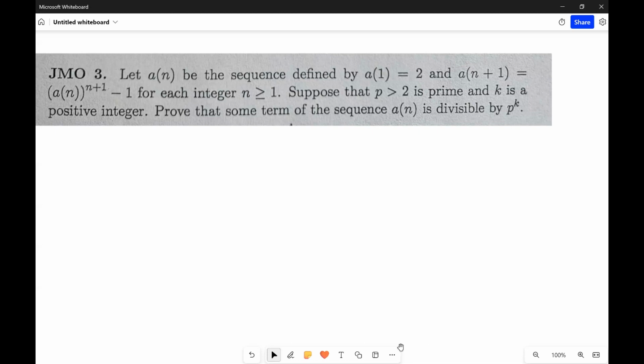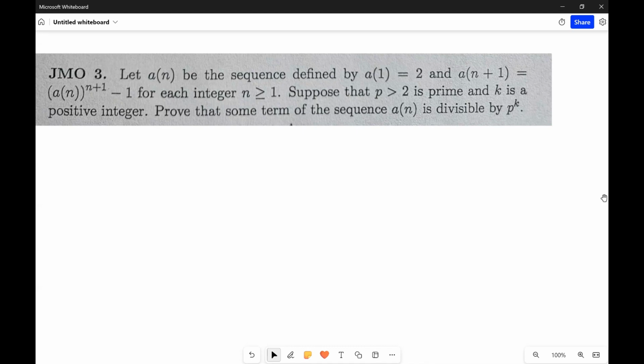Let a(n) be the sequence defined by a(1) = 2 and a(n+1) = a(n)^(n+1) - 1 for each integer n greater than or equal to 1. Suppose that p > 2 is prime and k is a positive integer. Prove that some term of the sequence a(n) is divisible by p^k.